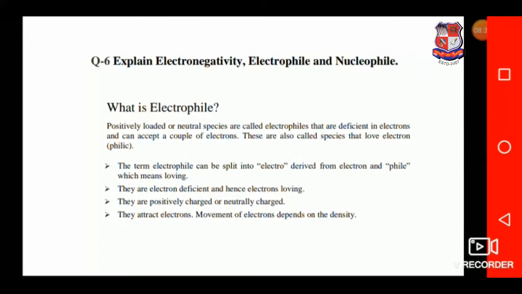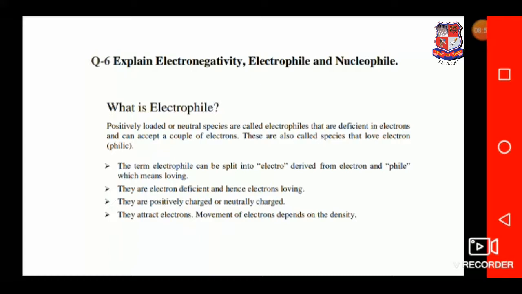Question number 6. Explain electronegativity, electrophile and nucleophile. It is one of the most essential questions frequently asked in the GTU examination. In that, students have to produce the answer accordingly. So first we will see what an electrophile is.